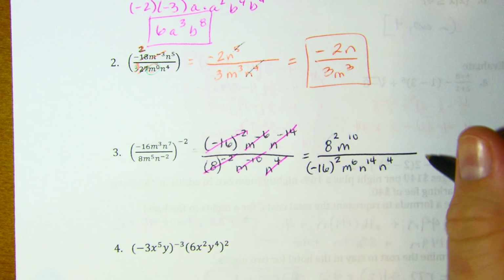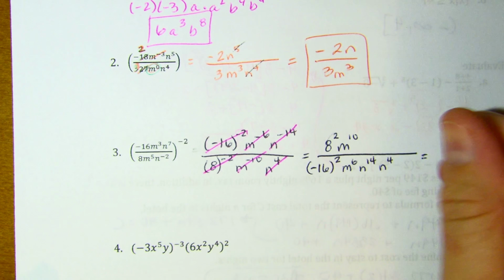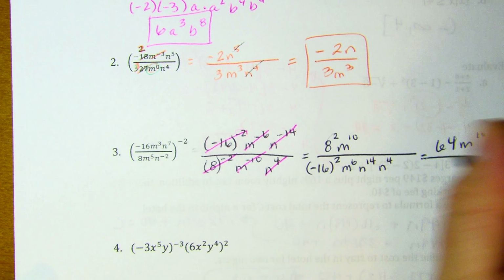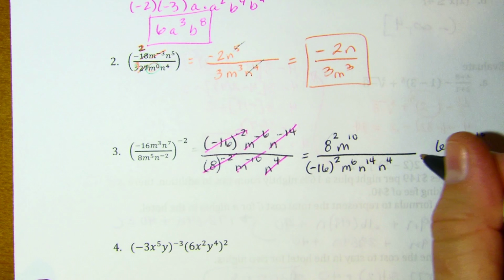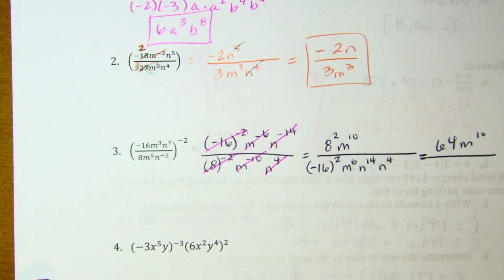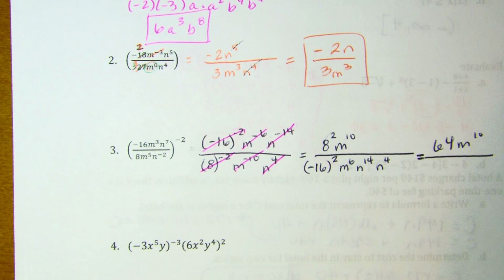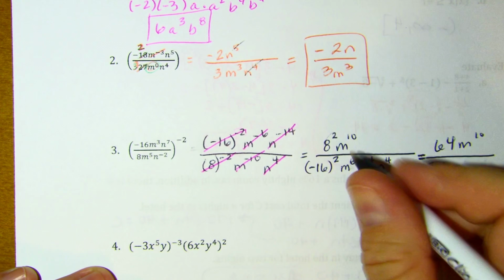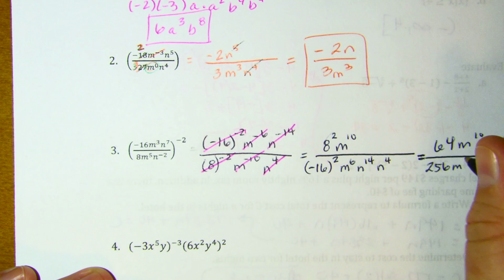So 8 squared is 64. And then m to the 10th. And on bottom, negative 16 squared is, let's see, I think it's 216 or 256. 256, that's right. And a negative squared becomes a positive. And then I have m to the 6th. And n to the 14 and n to the 4 becomes n to the 18.